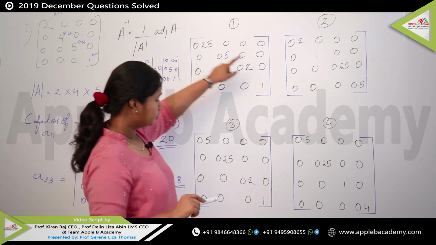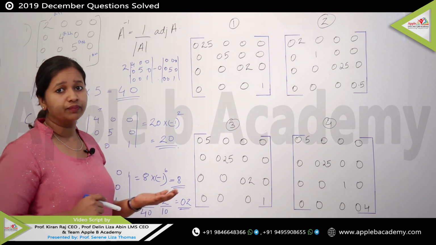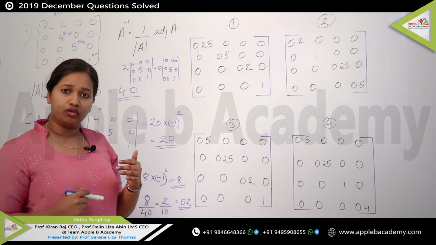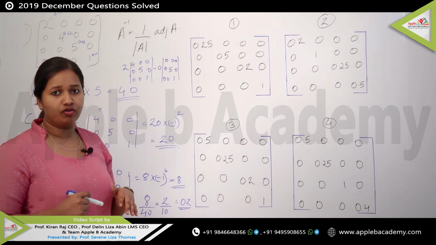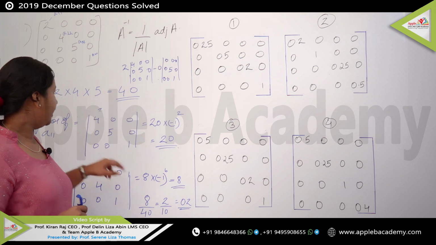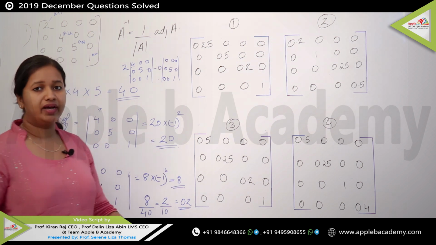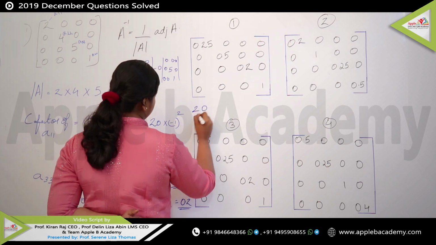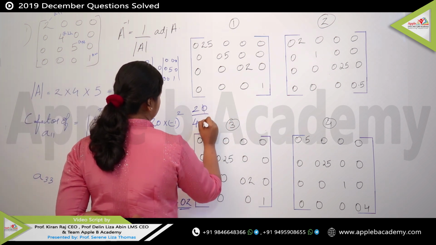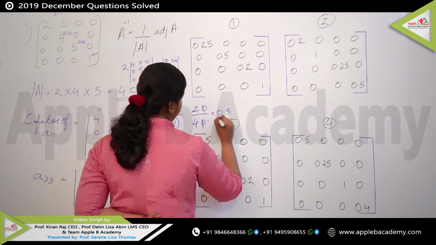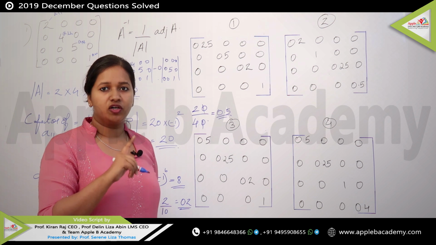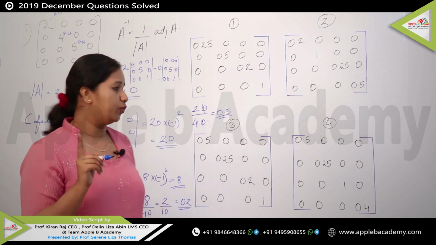Now, in order to find the inverse, you need to divide the adjoint of that particular matrix by the determinant. So we have the determinant, which is 40, and we have the cofactor 20. Dividing 20 by 40, you get 0.5. So we can conclude that the first element, A11, in the answer would be 0.5.